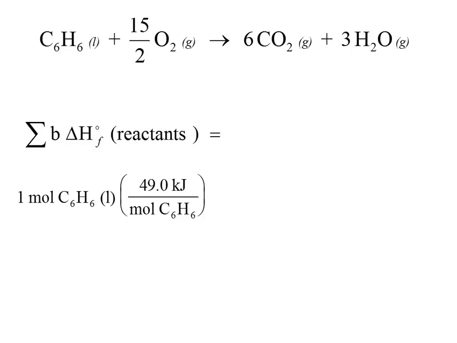So on the reactant side, I had 1 mole of C6H6 times a positive 49.0 kilojoules per mole of C6H6. That's the standard molar enthalpy of formation of benzene. Now we need to invoke the summation part, so we need to add the O2. Now, the fact that it's O2 gas means it is actually in its elemental form, in the right state, standard conditions, so actually it's 0. So I could put 15 halves moles O2 times 0 kilojoules per 1 mole of O2.